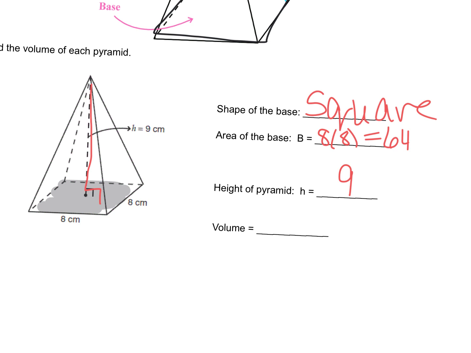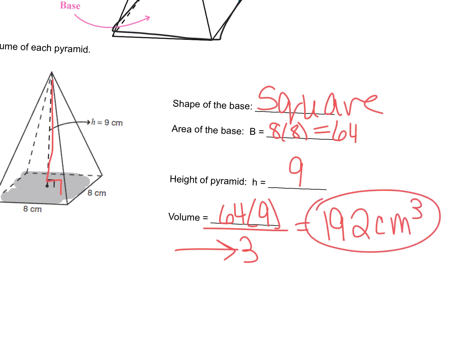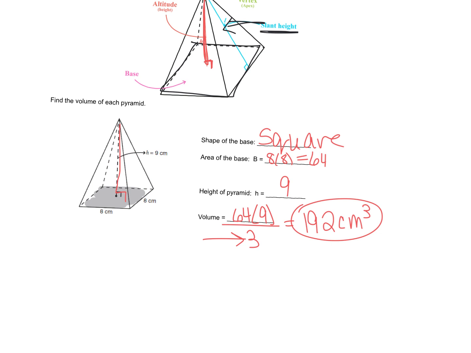So to find our volume, we are going to take our area of our base, which is 64, times our height, and you cannot forget, divide by 3. That gets forgotten quite often. And so when we put that into our calculator, 64 times 9 divided by 3, we get 192, and it is volume, so it's going to be cubic, which means we are going to have centimeters cubed. Okay, so that's with a square base for a pyramid. Let's move on to a couple different shapes.